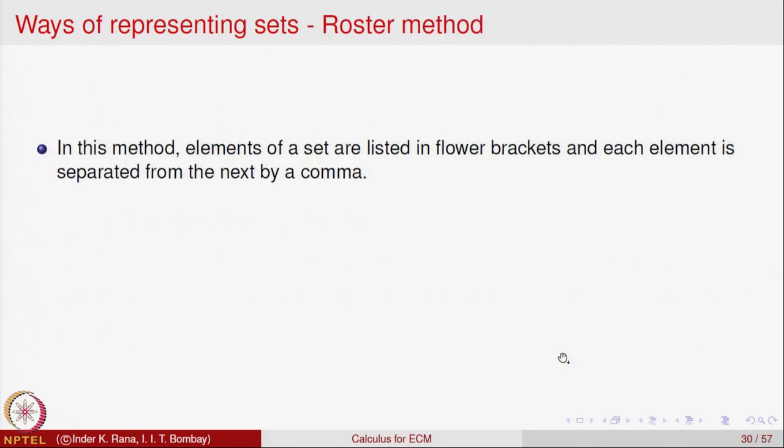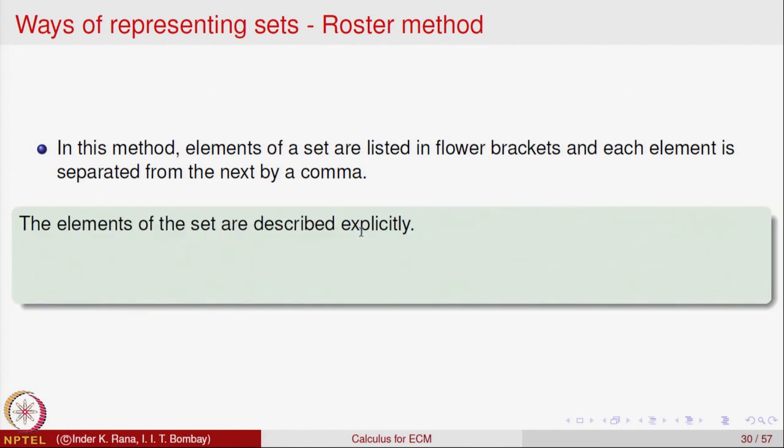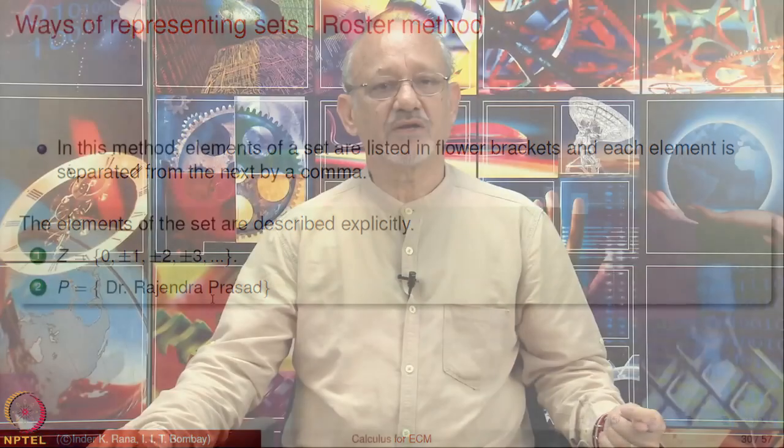So, what is the roster method or the rule method of representing a set? In this method the elements of a set are listed in flower brackets and each element is separated from the next by a comma, that is the explicit method of listing. These are described explicitly. So, this is the explicit method of description of integers. The earlier one, when we said presidents of India between this year and this year, if we remember correctly, there is only one president, Dr.